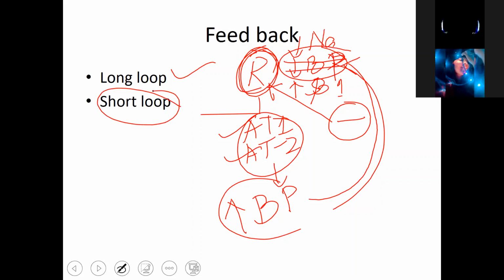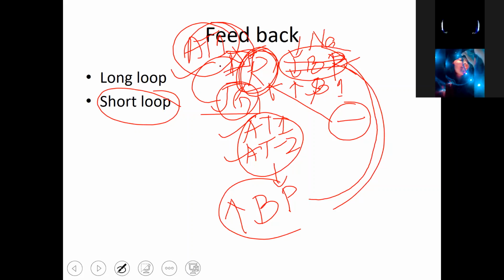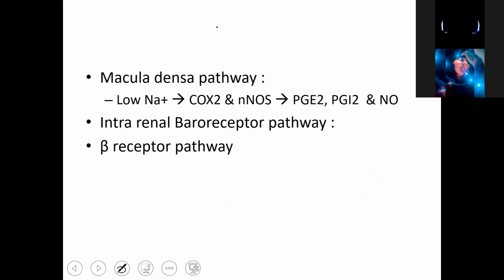Another is short loop feedback. Renin is released from the JG cells, and they act directly on these JG cells, because the angiotensin 2 receptor, AT1 receptor, is present on the JG cell directly. The angiotensin acts on that receptor directly and inhibits release from the JG cells; after release, it again acts on the JG cell. So that is short loop, and stimulation of the AT1 on the JG cell causes inhibition of the renin. Okay, so that is short loop. So these are the two controls.